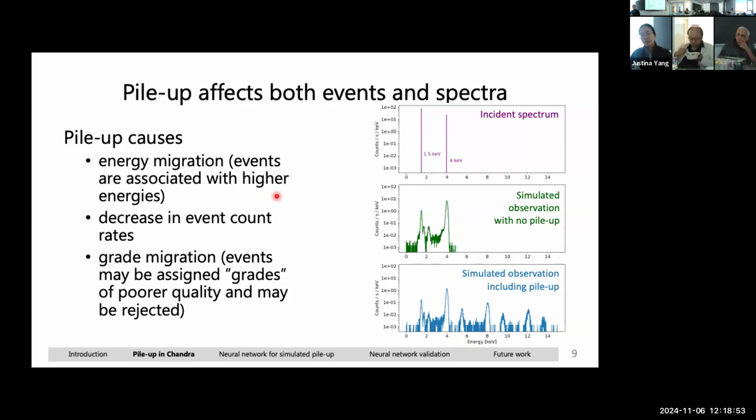And when events are piled up and come from multiple photons with overlapping charge clouds in the detector, oftentimes the grade can be of worse quality. Grades are typically considered either to be bad or good grades, and it is possible for events that would otherwise have good grades to become events with bad grades once they are piled up.